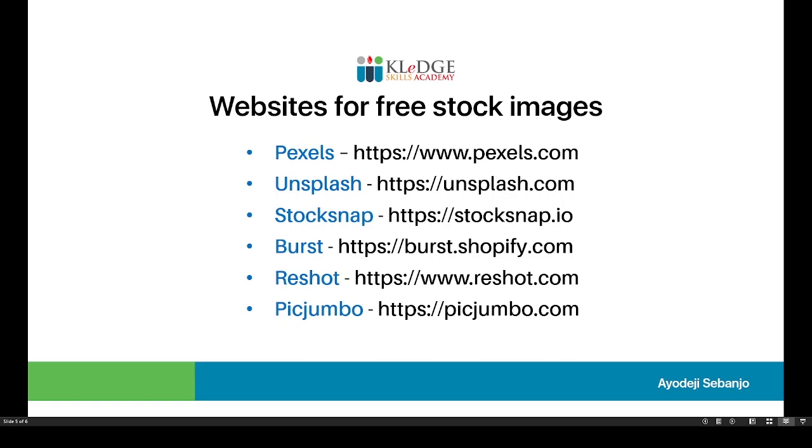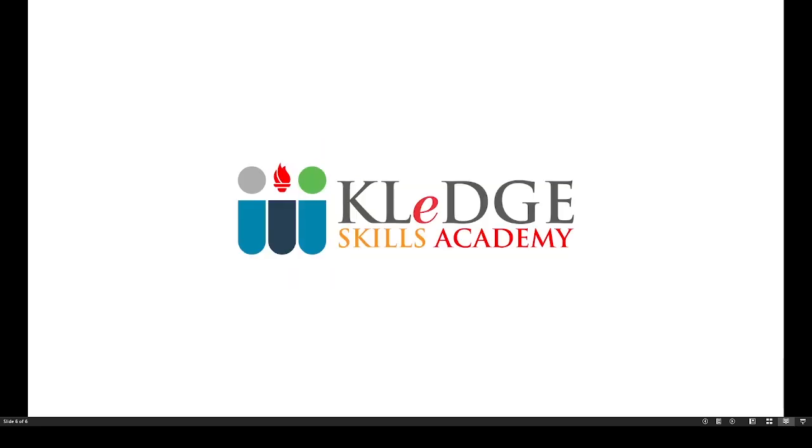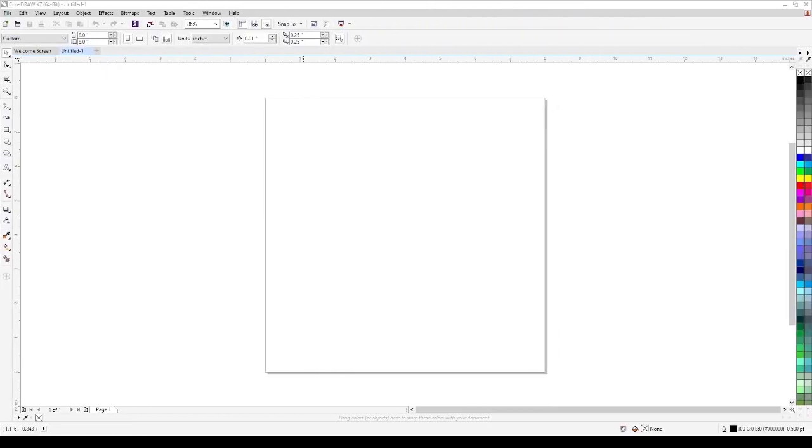We have Pexels, we have Unsplash, we have StockSnap, we have Burst, we have Reshot, we have PicJumbo, and I've listed out the Universal Resource Locator, URL, beside them, so you can easily type this into your web browser and access them. Alright, so let's delve back into CorelDraw and start designing.